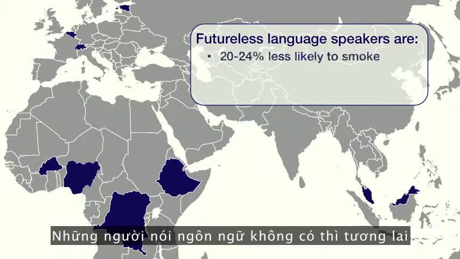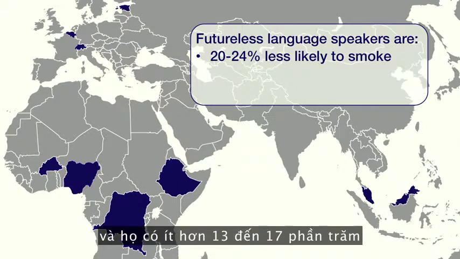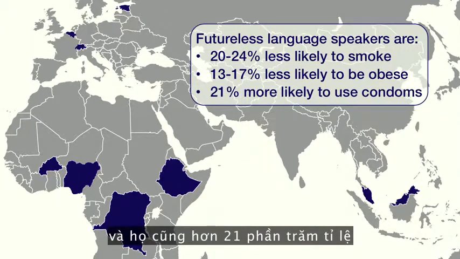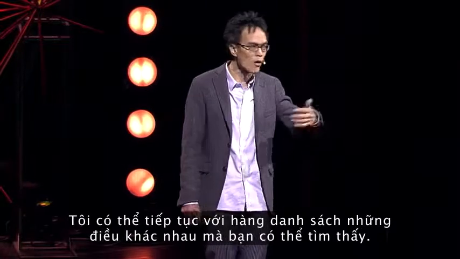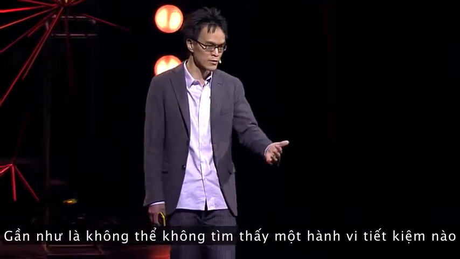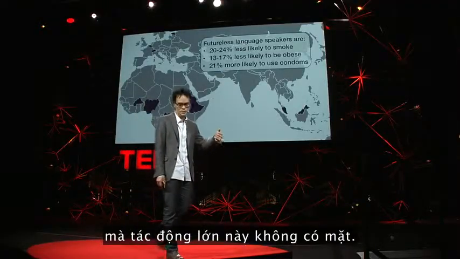Futureless language speakers are 20 to 24% less likely to be smoking at a given point in time compared to identical families, and they're going to be 13 to 70% less likely to be obese by the time they retire, and they're going to report being 21% more likely to have used a condom in their last sexual encounter. I could go on and on with the list of differences that you can find. It's almost impossible not to find a savings behavior for which this strong effect isn't present.